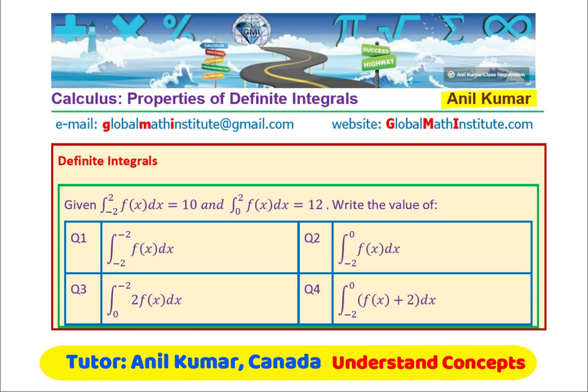We'll discuss properties of definite integrals in this particular video. The question is, given the integral from -2 to 2 of f of x dx is 10, and the integral from 0 to 2 of the function f of x dx is 12, write the value of these 4 integrals. I'd like you to pause the video, answer this question, and then look into my suggestions.